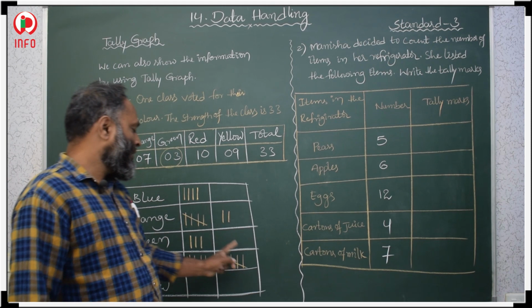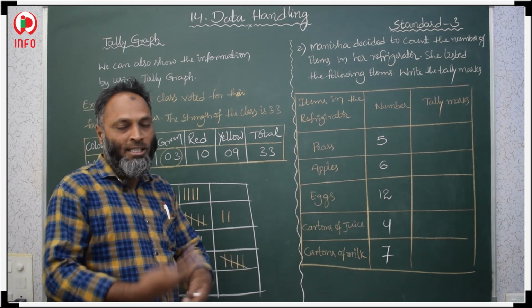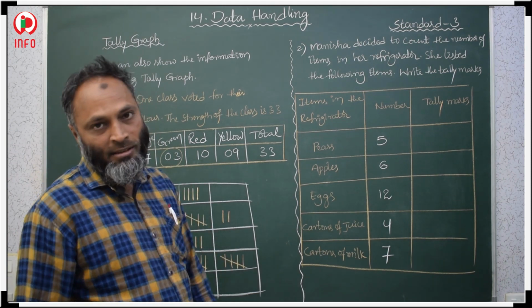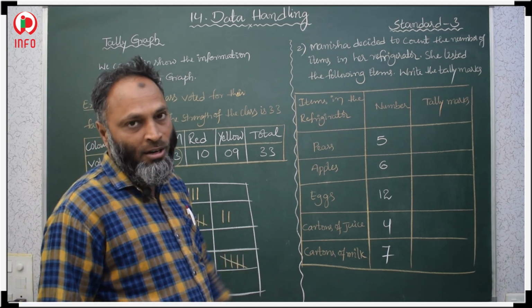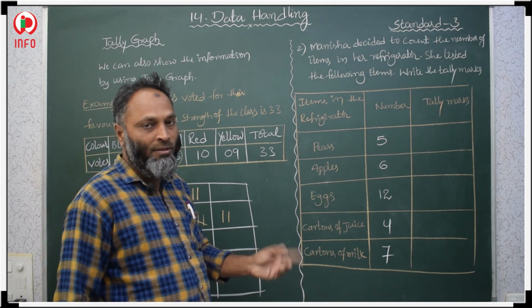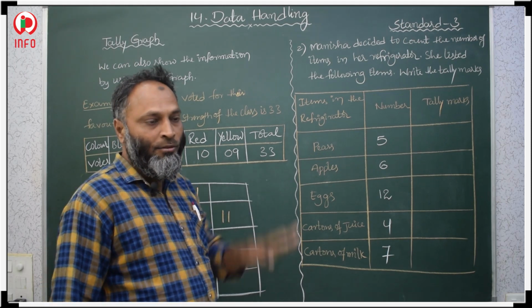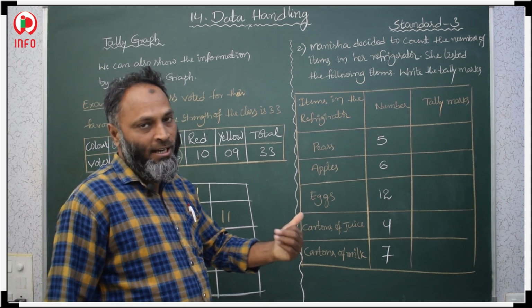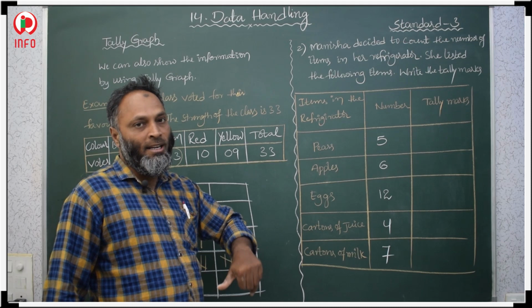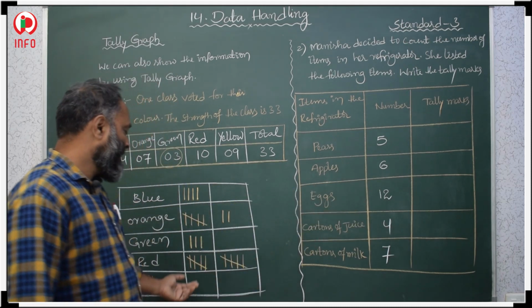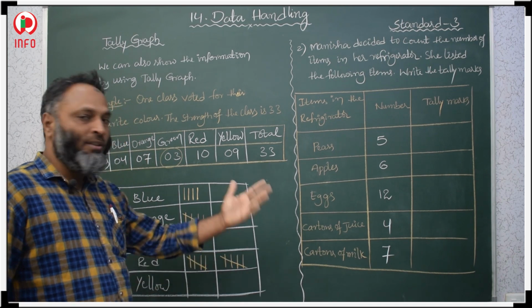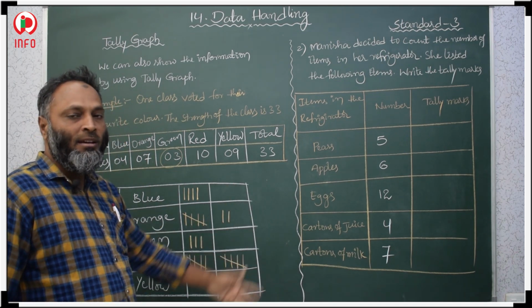So after every 4th vertical line, the 5th line we should take as a slanting line. After completing 4 vertical lines, if one more line is there, the fifth line should be a slanting line. 4 vertical lines, fifth line is a slanting line. So we can say that this is 5 and this is 5. 5 plus 5, 10. It is very easy to say 10.